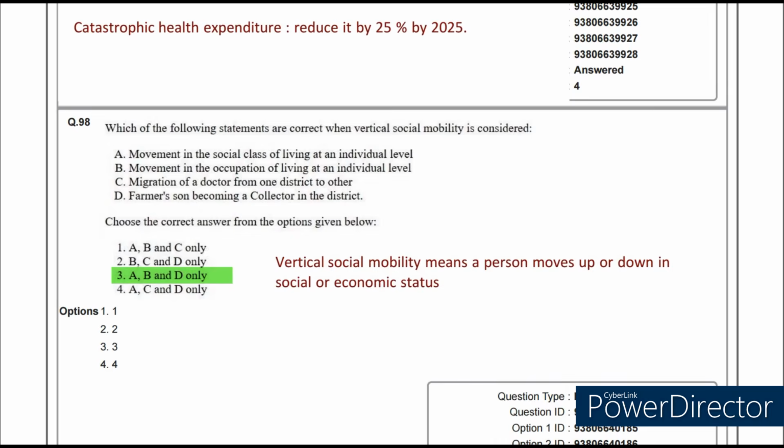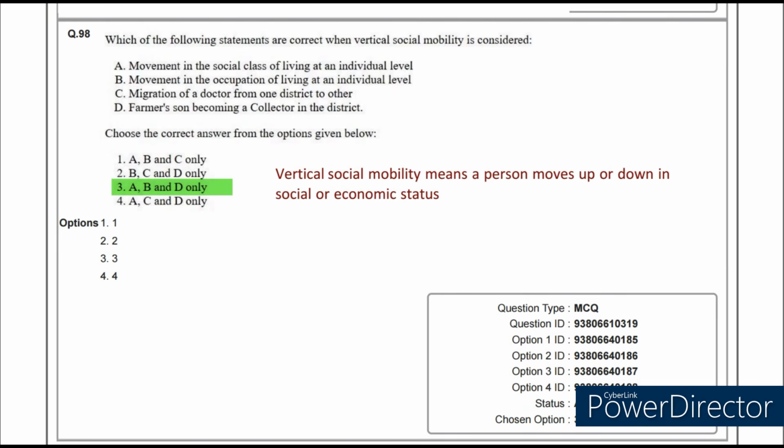And now coming to question number 98, which is related to the concept of vertical social mobility. So vertical social mobility is nothing but a person moves up or down in social or economic status. So let's look at option 1, that is change in social class, which is correct. Change in occupation, which is also correct. And third option, that is migration of doctor to another district, which is same status, so it's not vertical. So option C is wrong in this scenario. In the last option, that is farmer's son become a collector, which is clear upward mobility, right? So only option C is wrong in this example.